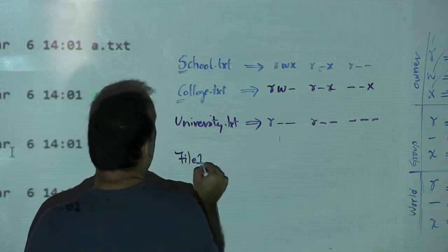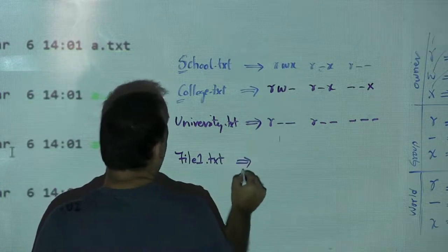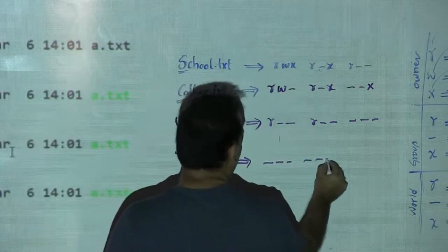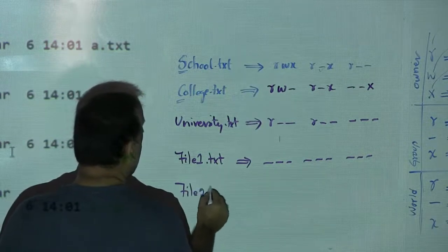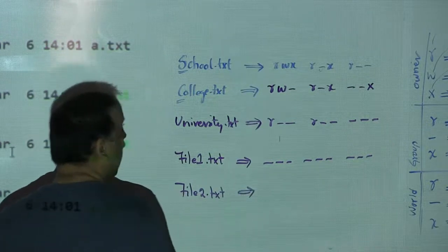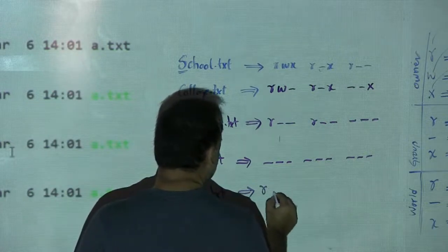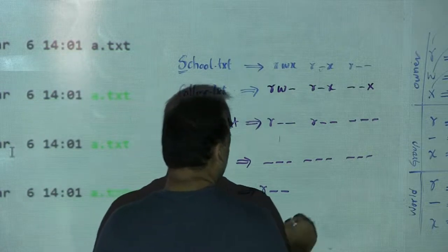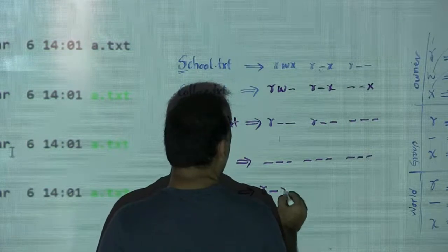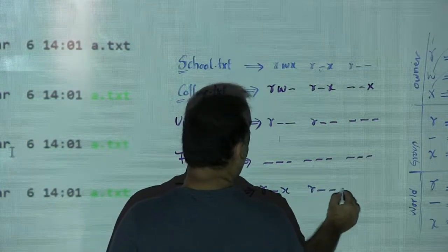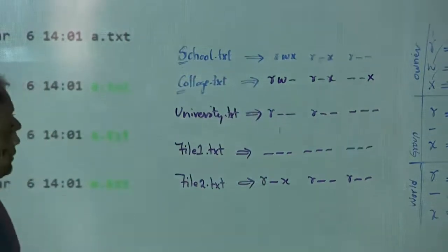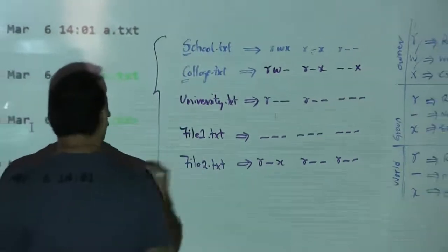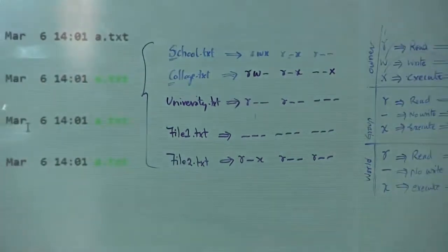And then we want to create file1.txt with the following permission. I have file2.txt. I want you to create it with the following permission. Okay, so let's see if you can create these 5 files now. I've given you the permissions. I want you to decide how you want to do it.